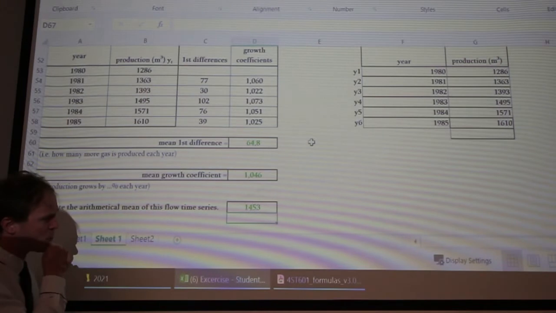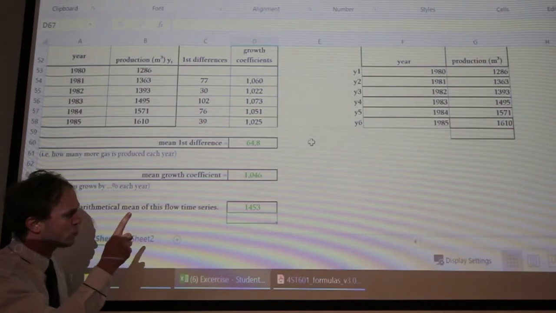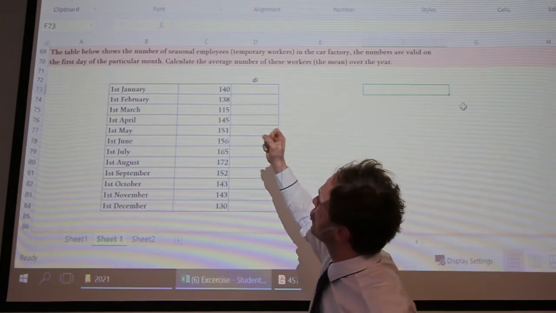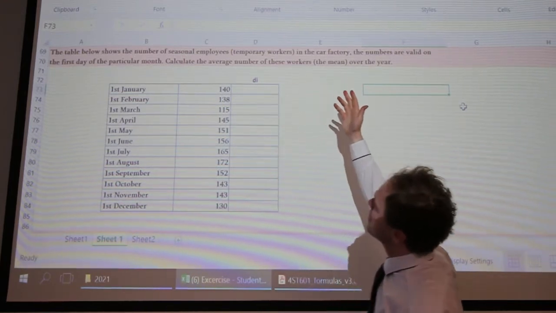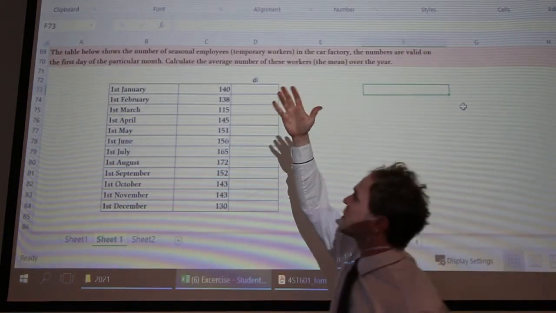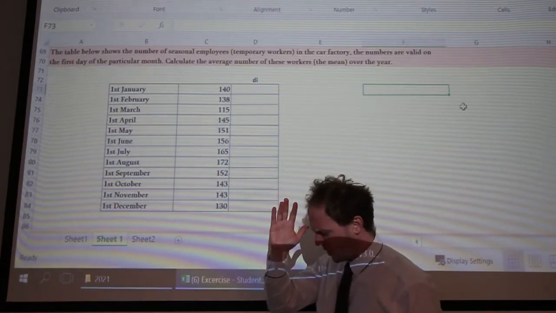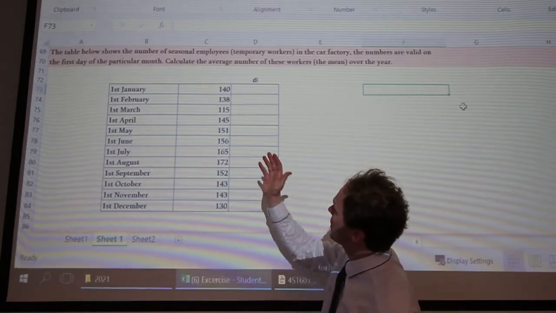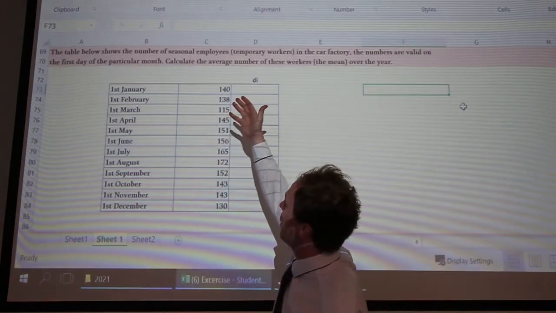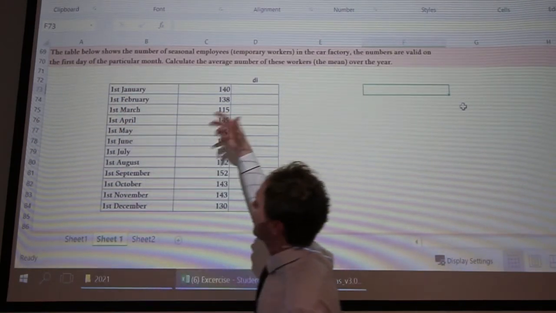Okay, so this can be used for the situation of a flow time series, and I will show you a different situation. The table below shows the number of seasonal employees, temporary workers, in a car factory. The numbers are valid on the first day of the particular month. So this is not a flow time series. The data are valid on the first day of each month, so the 1st of January, the 1st of February, the 1st of March, etc.